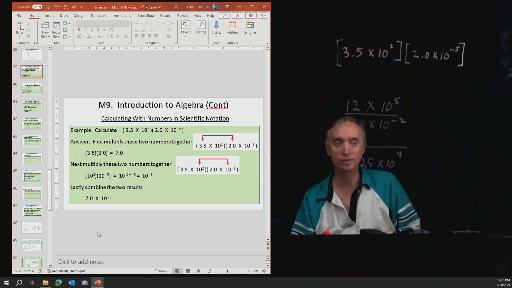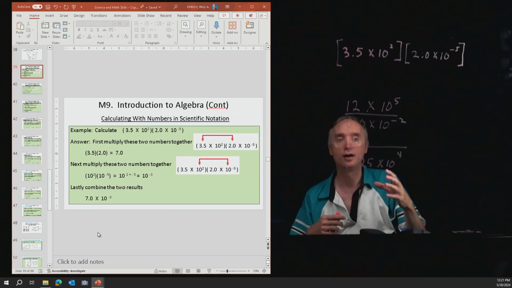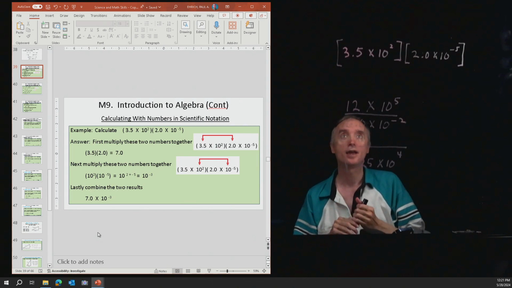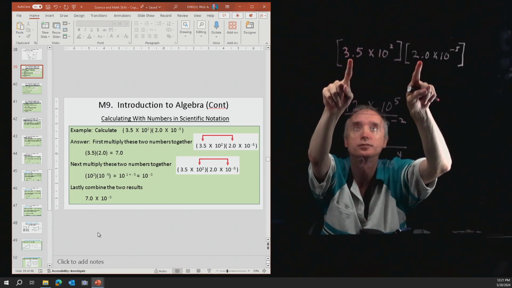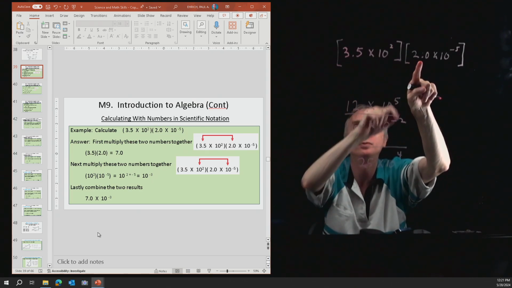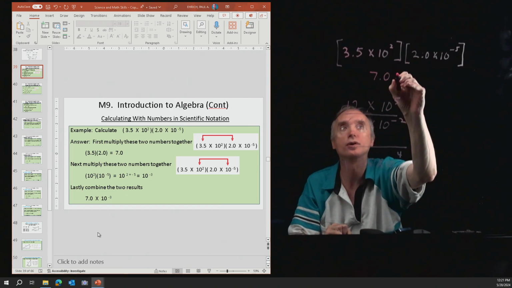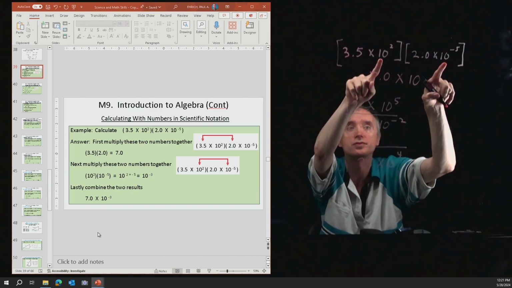Now you can do this with a calculator, and in a future video, I'm going to show you how to do that. So you can solve this with your scientific calculator, but you can also do it without using a calculator. And the way we're going to do this is we're going to multiply these two numbers together. So 3.5 times 2 is going to be 7. And then we're going to times 10, and we're going to multiply these two numbers together.